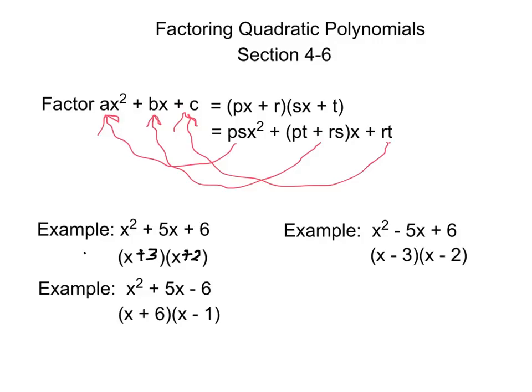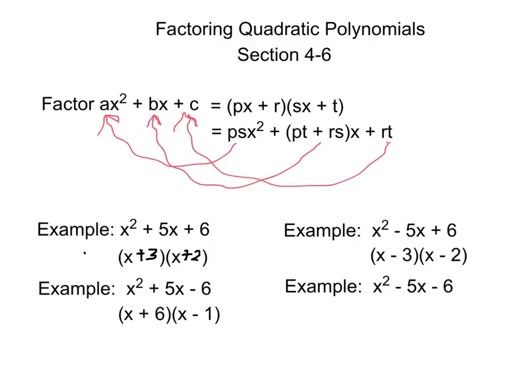Again, FOIL out x plus 6 times x minus 1, and you should get x squared plus 5x minus 6. All right, our last example here, again using the same numbers, but now switching the signs again, has both signs being negative, the constant term and the middle term. Well, we already know that in order to get the negative sign on the constant term, we have to have one positive and one negative, which implies, again, we're going to go for the difference.